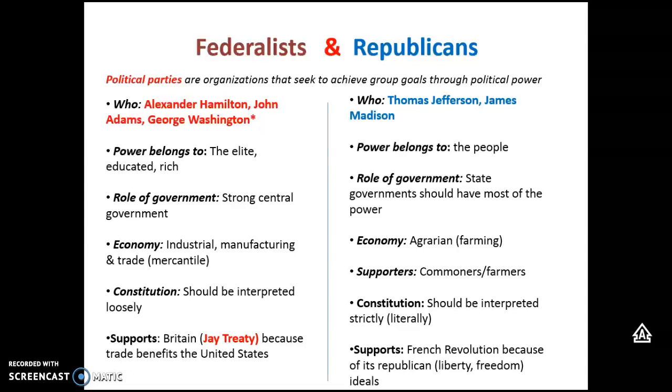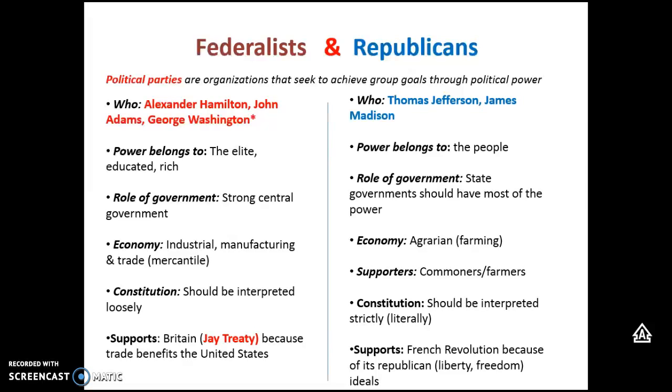What makes them different? First of all, political parties are organizations that seek to achieve group goals through political power. Our present-day political parties, Republicans and Democrats, both believe in democracy and the right of the people. It's just they don't agree on the role of the government in several different things like taxation, marriage, education. That's where they have a difference of opinion.